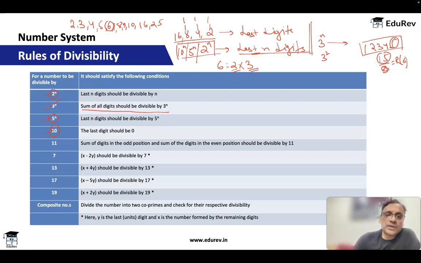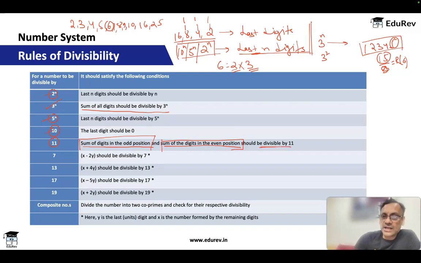Then we are left with number 11 and number 7. Now 11 has an interesting rule. It says to take the sum of the digits in the odd positions and the sum of the digits in the even positions, and take the difference. This and this you subtract, and that difference should be divisible by 11.